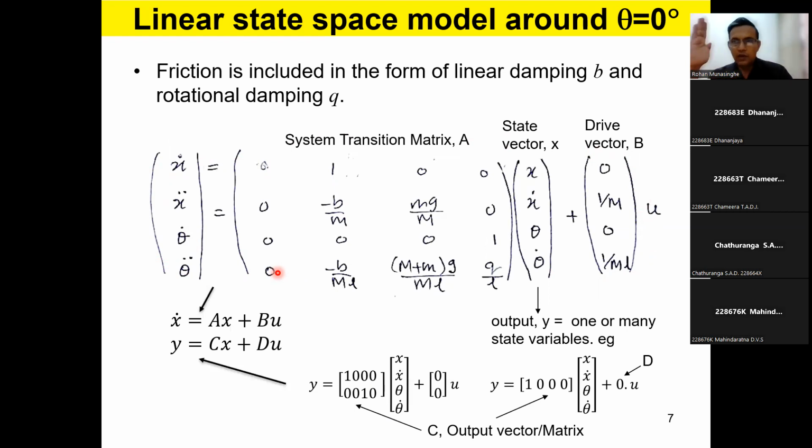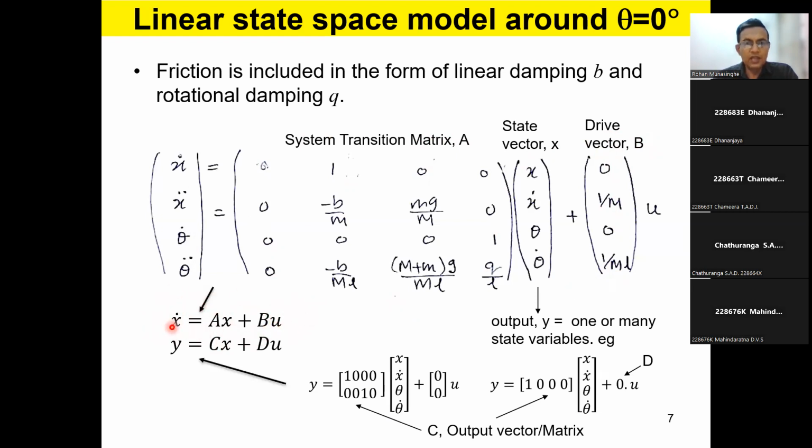Okay, cart position is not a problem. You can have any cart position, but the pendulum position, the pole position, has to be nearly 0. So you can identify system matrix A is this, drive matrix B is this, and the format x dot equals Ax plus Bu.